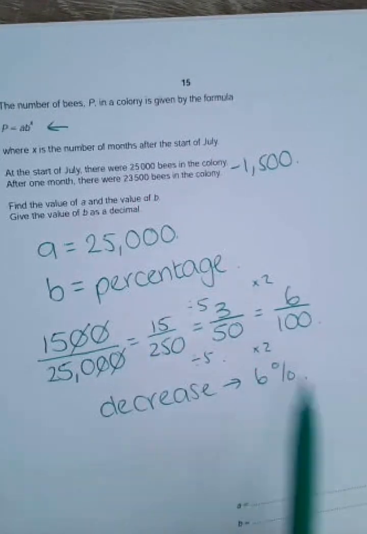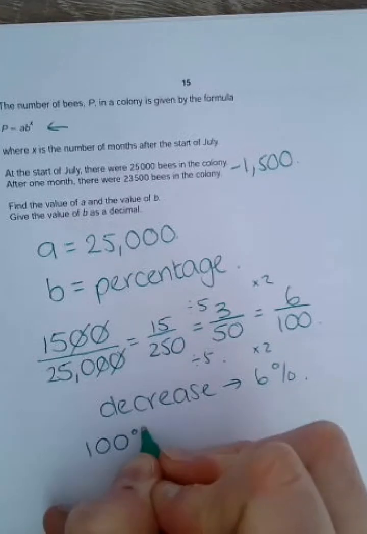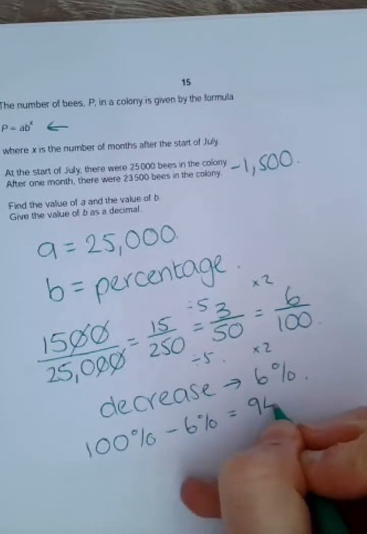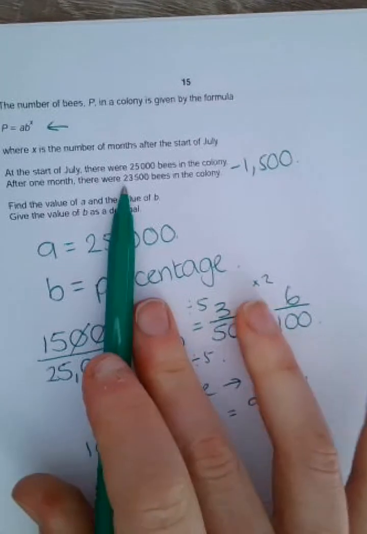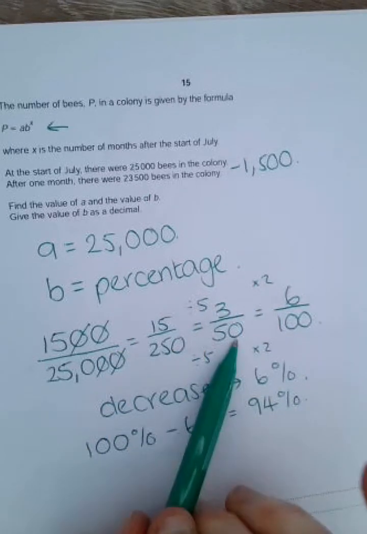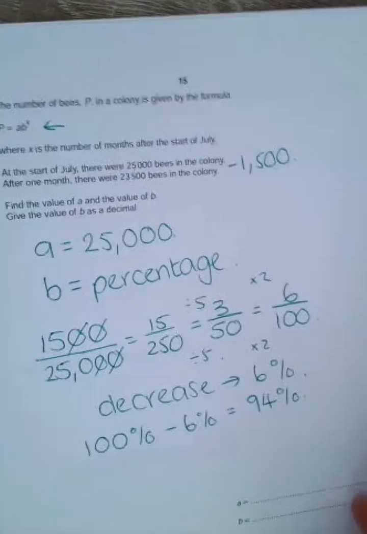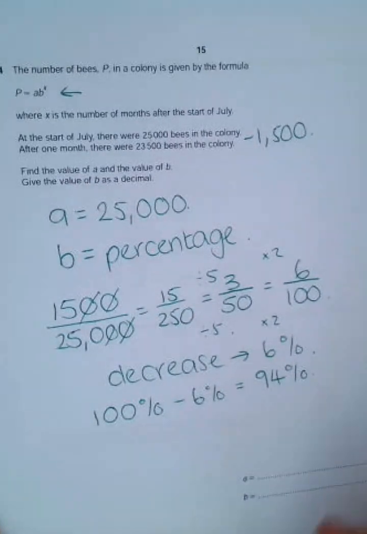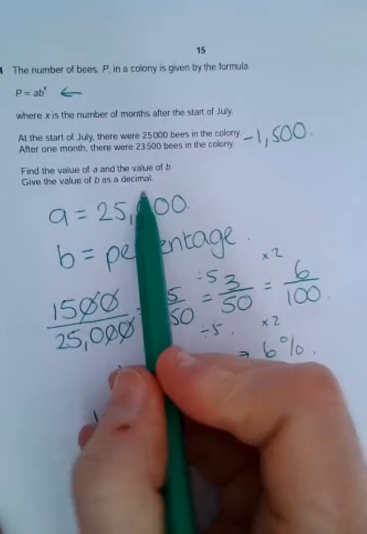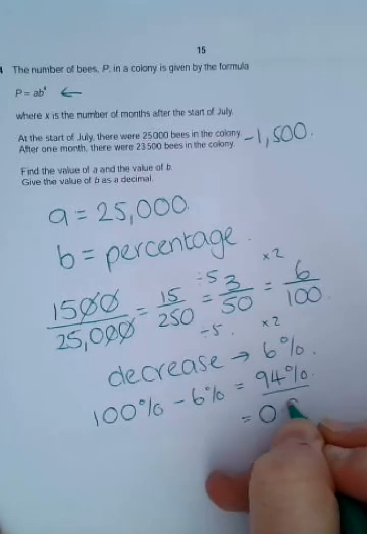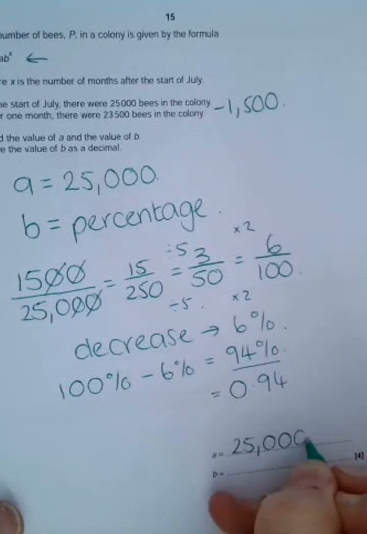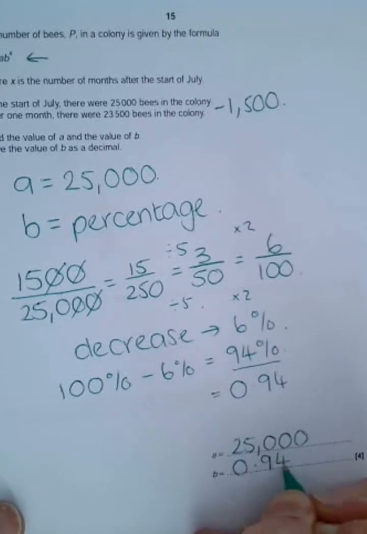So it's 100% take away 6%, which is 94%. Now you could have just worked out 23,500 over 25,000, but I think that's a little bit more of a difficult calculation to get over 100. This is a lot easier. So 94% is my percentage for B, but it wants it as a decimal, so it's 0.94. So my two values are 25,000 and 0.94.